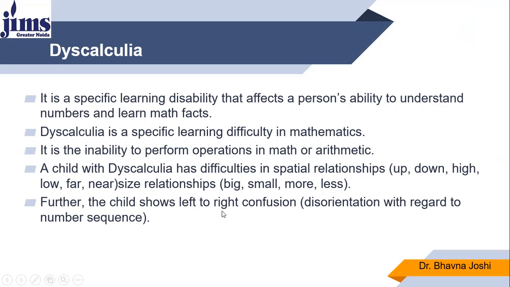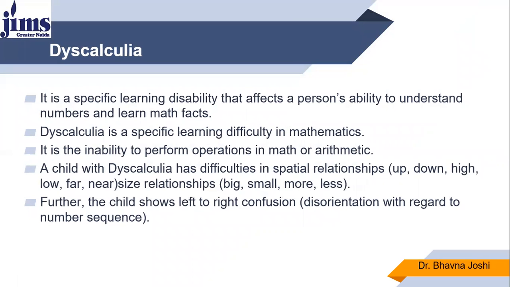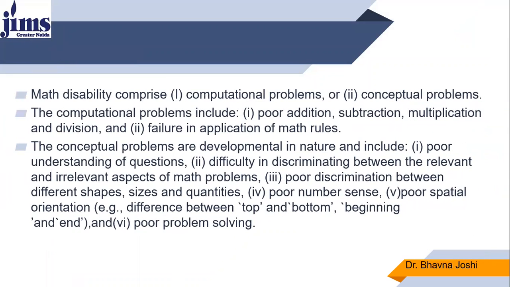So the child shows left to right confusion. That is, there is disorientation with regard to number sequence. So they have a problem related to number sequence also. And basically in maths we have two types of problems, a computational problem and a conceptual problem. So the child has problems related to both of them. Computational problems are related to poor addition, subtraction, multiplication, division, and applying basic maths rules.